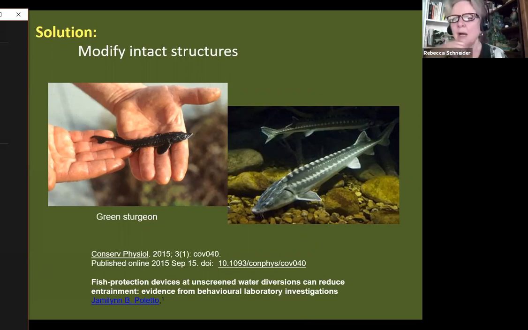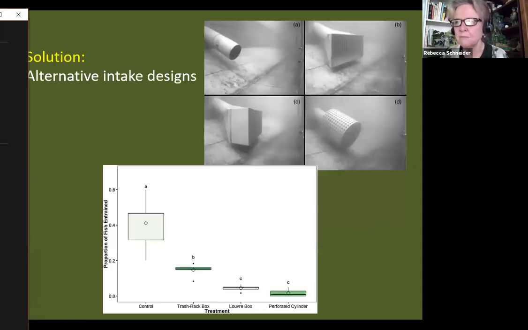For the entrainment problem, you can actually modify these intake structures. So this is a baby green sturgeon. I don't know if they're still in danger, but they're definitely still threatened. They get up to 5 feet in length, but the juveniles are very small, and because they're an endangered species, they had to be concerned about their entrainment. And they tested out different types of structures to put on the end of the pipes that suck the waters in from the rivers.